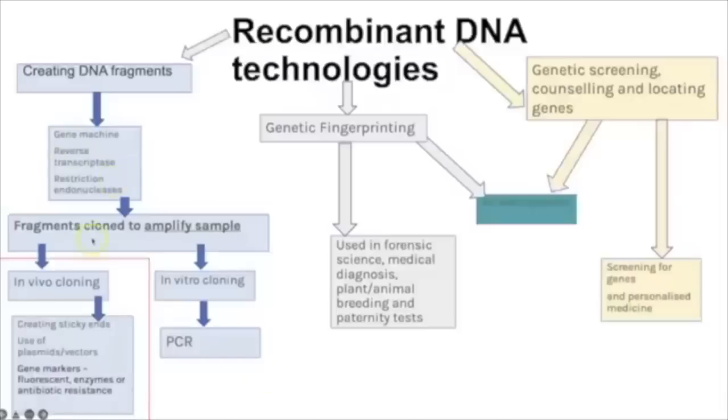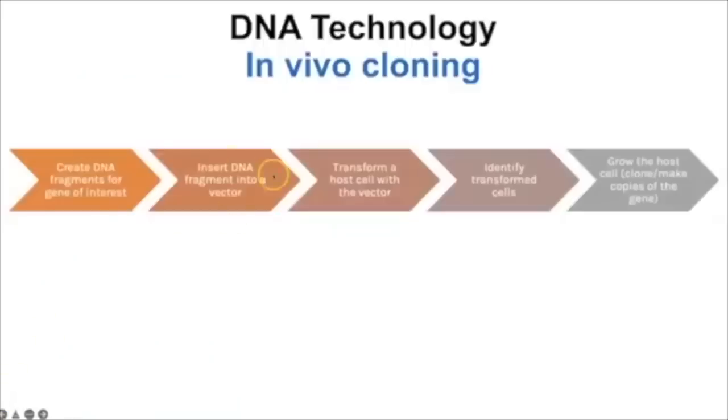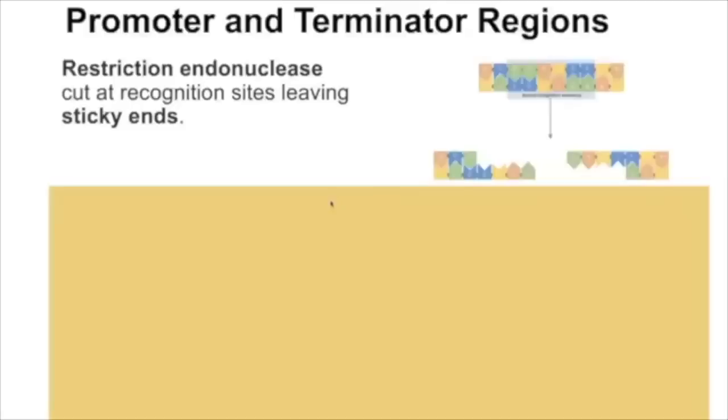The next thing is we're going to look at how those DNA fragments can be amplified or cloned. And the first option is in vivo, which means cloning these DNA fragments inside of a living organism. So here are our stages of in vivo cloning. We've already looked at creating the DNA fragment, so the next step is how that fragment is inserted into a vector and how the host cell will then incorporate that vector. So those are the two bits we're going to look at first.